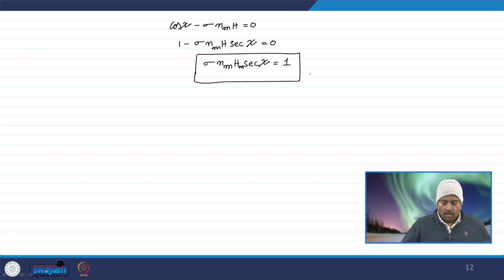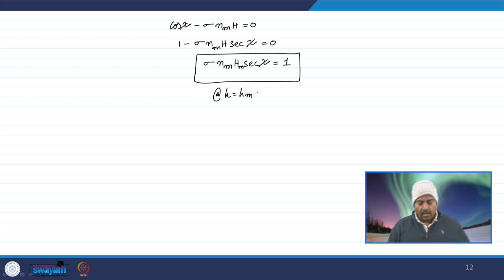Okay. So, what happens at h is equal to h m, at a height which is equal to the peak production height? We know that n sigma is equal to 1, and at the same height we also know that I is the initial intensity divided by e, right.